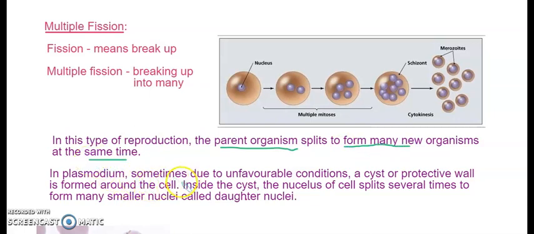In plasmodium, sometimes due to unfavorable conditions, a cyst, meaning a bulgy part or a protective wall, is developed around the cell.